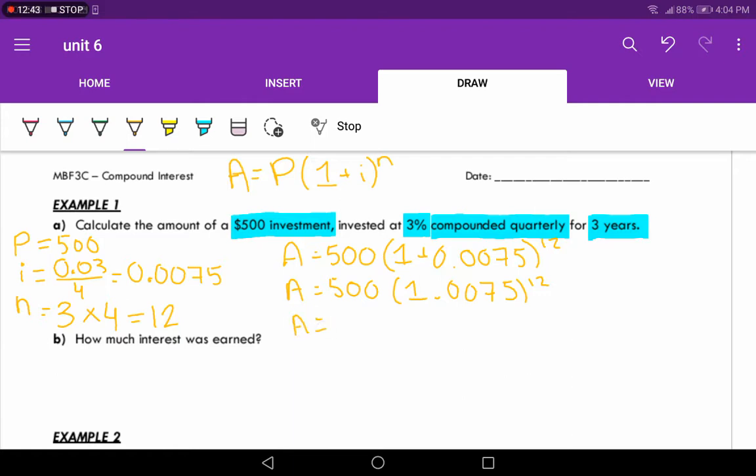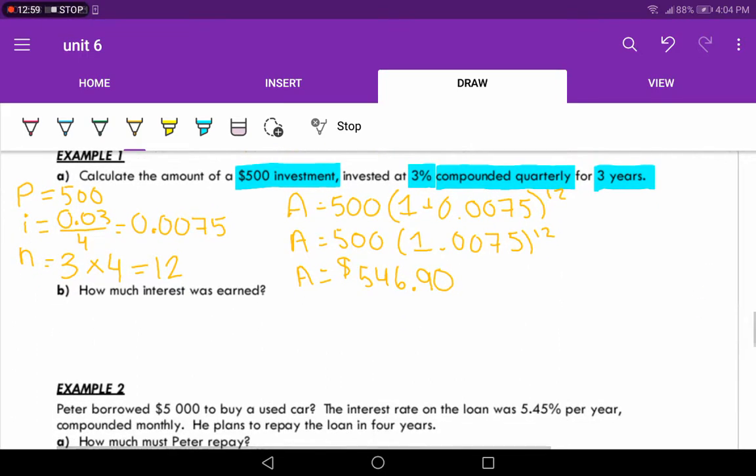So brackets, now we would do exponents. So we would do 1.0075 to the power of 12, times 500, gives you $546.90. So that's how much money we would have after 3 years in this investment.